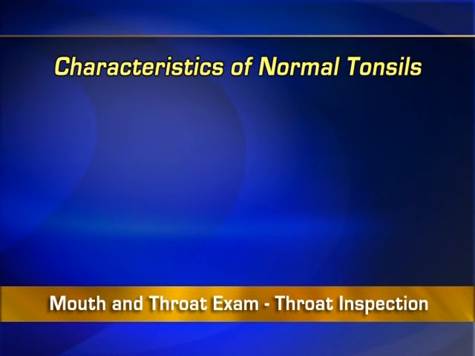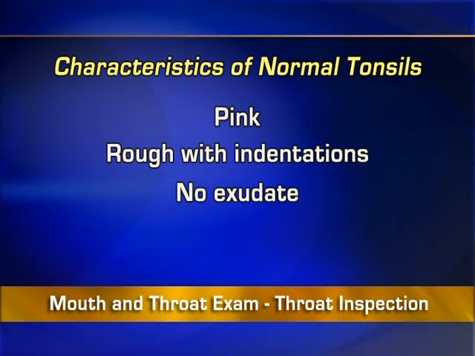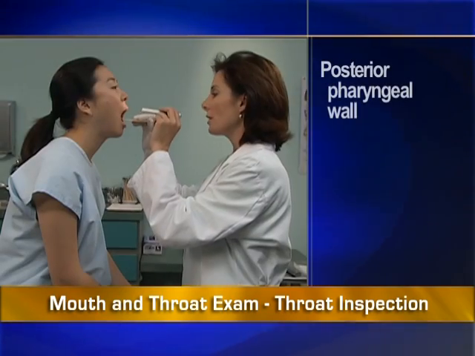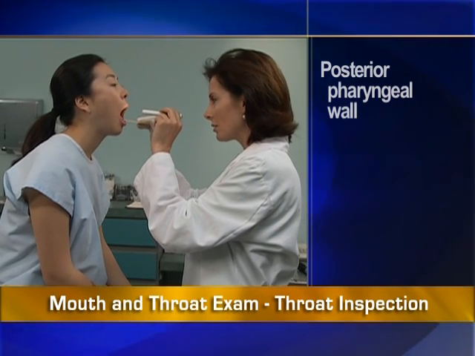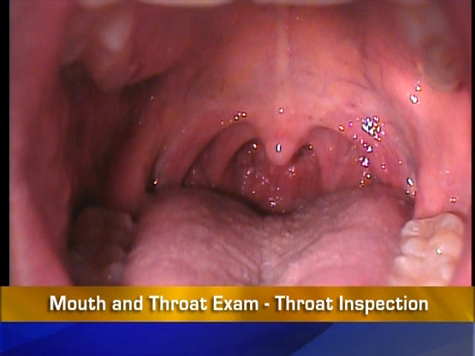Normally, the tonsils should be pink and rough with many indentations, have no exudate, and be graded as 1+ or 2+. Okay, just a little bit. Then depress the tongue if necessary, and check the posterior pharyngeal wall. The posterior wall should appear pink and have no exudate or lesions.